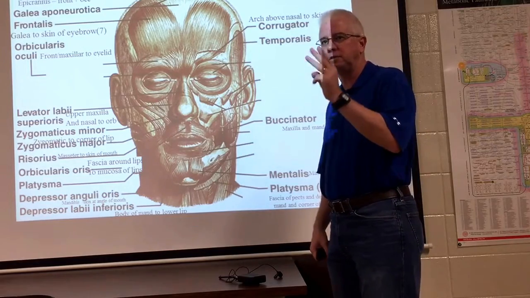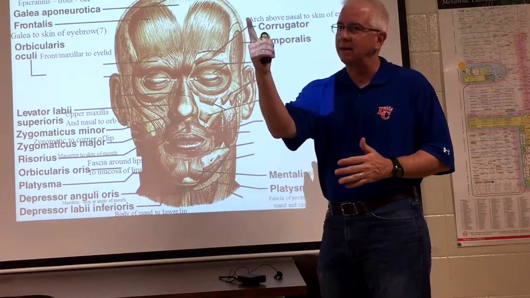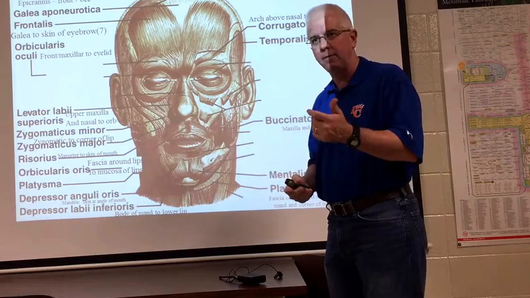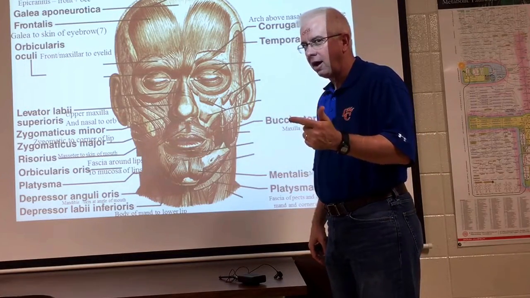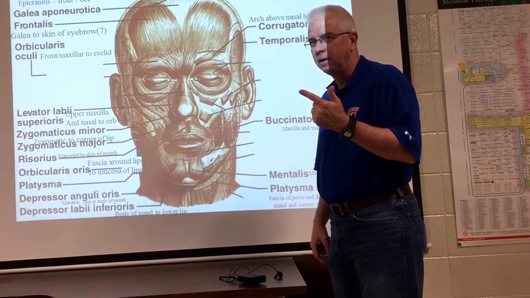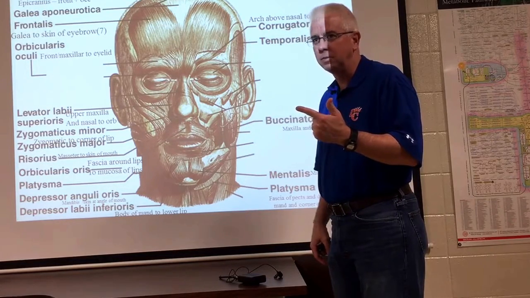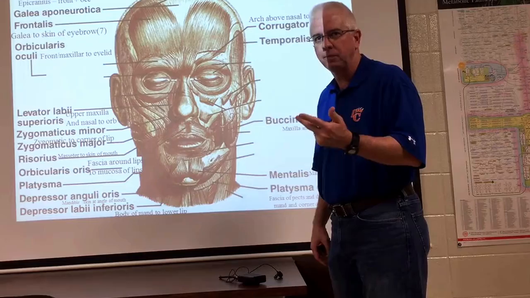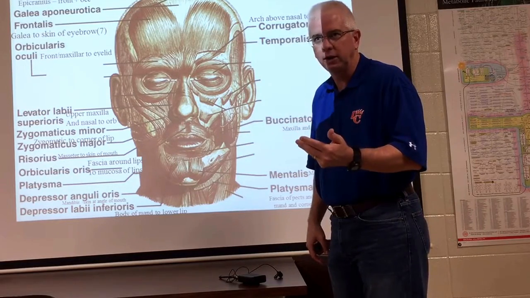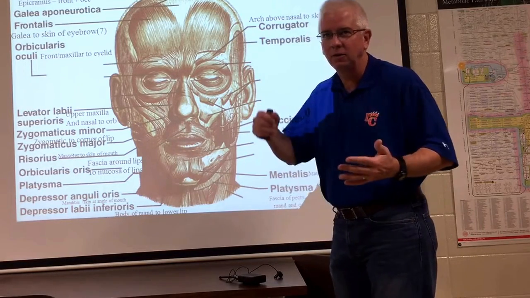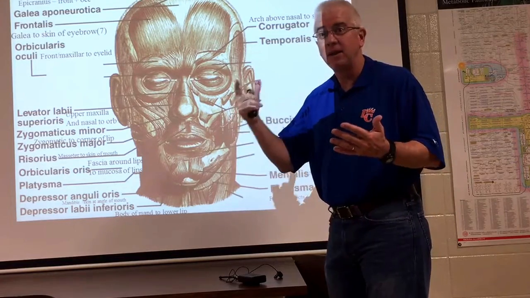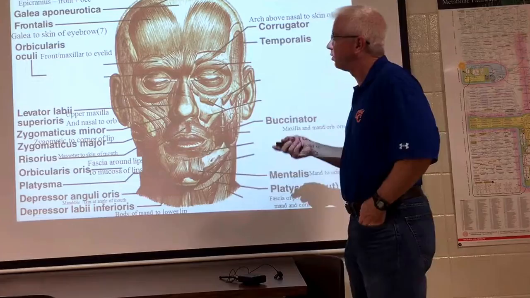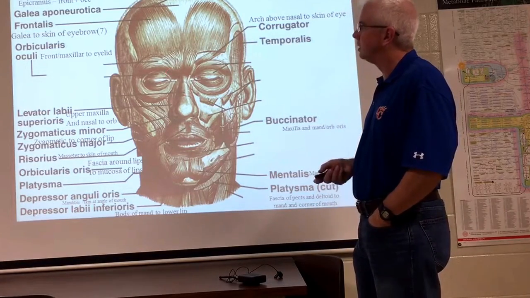On old Olympus towering top, a fat, vicious goat vandalized a hat. Olfactory, optic, jump in anywhere, students. We do it many, many times. Oculomotor, trochlear, trigeminal, abducens, facial. Okay, so we're at the 7th cranial nerve now, innervating the muscles of expression.